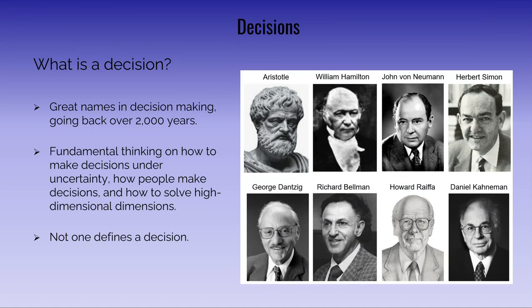Now, decisions is an interesting concept. We've been talking about decisions since the days of Aristotle, Socrates, and Plato over 2,000 years ago. This is a handful of great names who've done really seminal thinking. George Dantzig is there with linear programming, and Richard Bellman with dynamic programming. Daniel Kahneman at the end is one of my former colleagues at Princeton who thought about how humans make decisions. And in this entire history of these great thinkers thinking about decisions, I couldn't find any evidence that any of them had actually defined a decision.